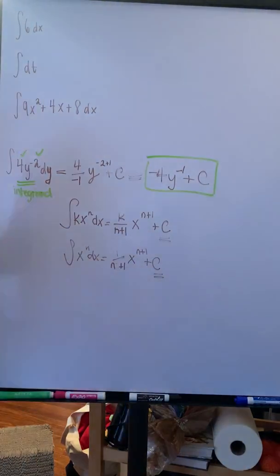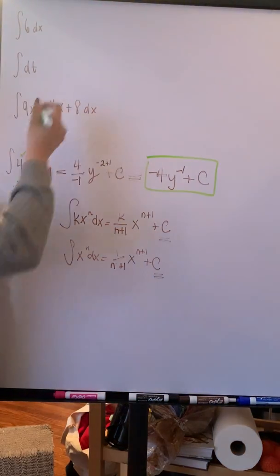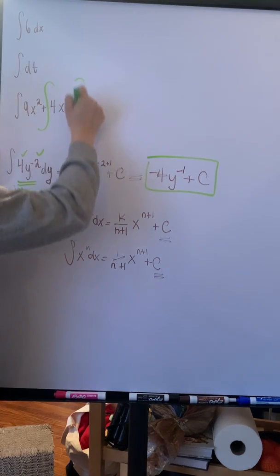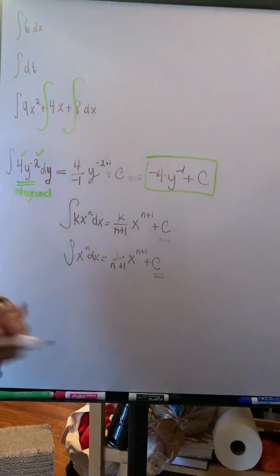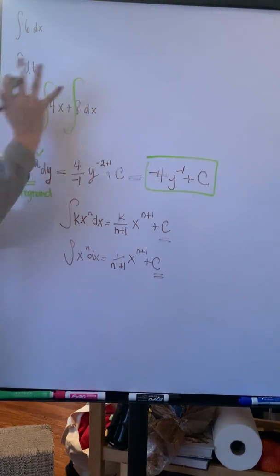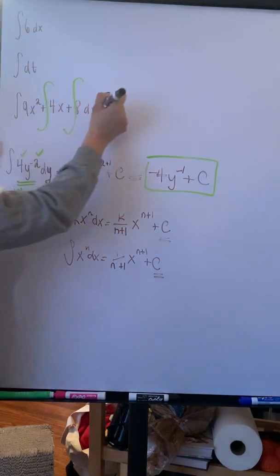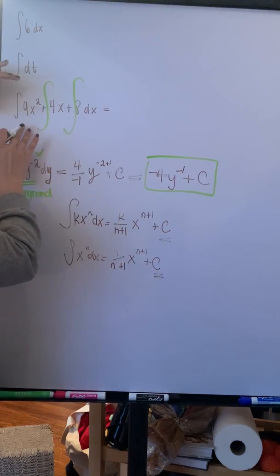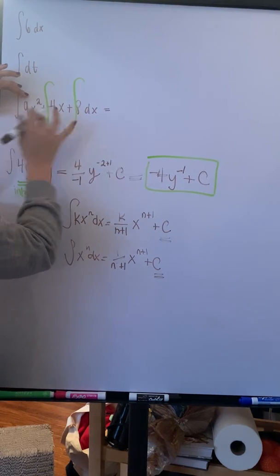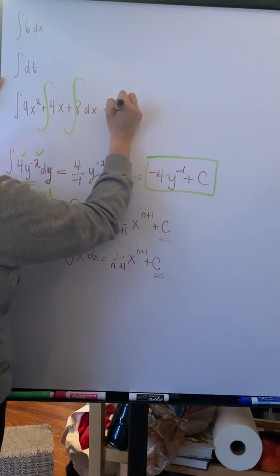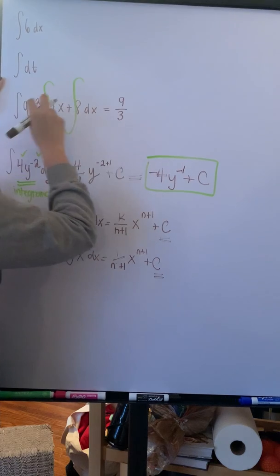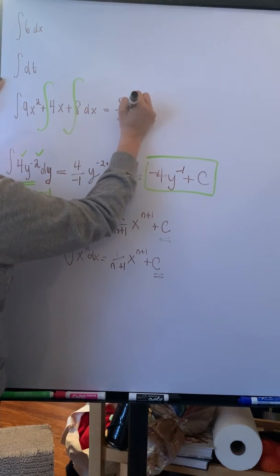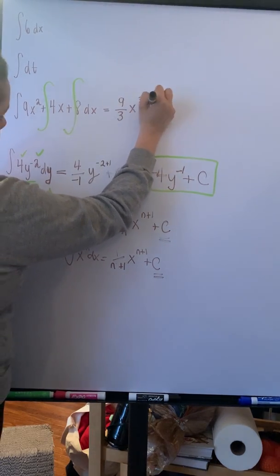Now, on my second one here, I can think about this as 3 separate integrals, if I wanted to. So that way I could deal with these all separately. If I deal with them one at a time, I have 9x squared. I'm going to bring the 9 out in front. I'm going to divide it by n plus 1. So 2 plus 1 is 3. I have x to the third, plus c.